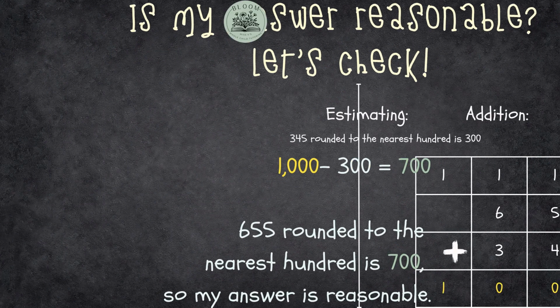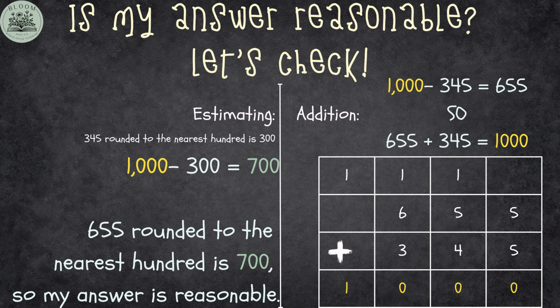Now I need to check, is my answer reasonable? There's 2 ways to check. First, I can use estimating. So I have 1000 minus, instead of 345, I round that to the nearest 100, which is 300. 1000 minus 300 is 700. And the answer that I got of 655 rounded to the nearest 100 is 700, so that shows that my answer is reasonable.